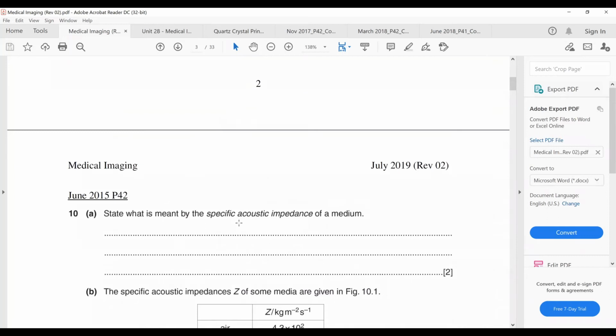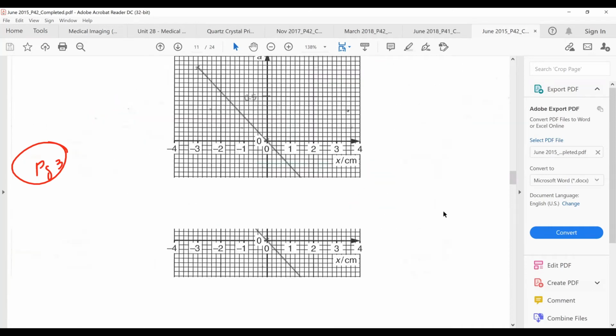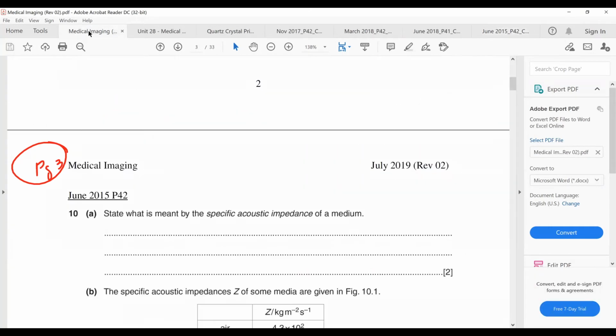Let's have a look at page 3. June 15 P42. Okay. This one would be question 10.